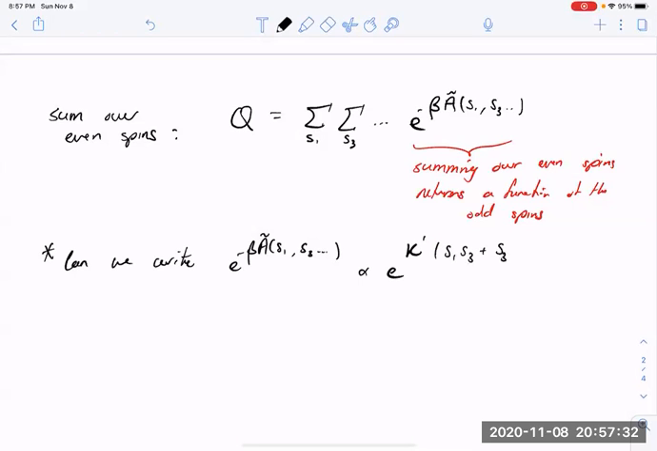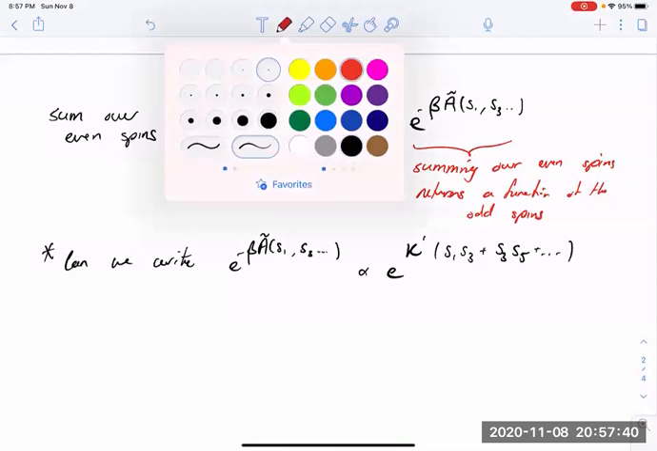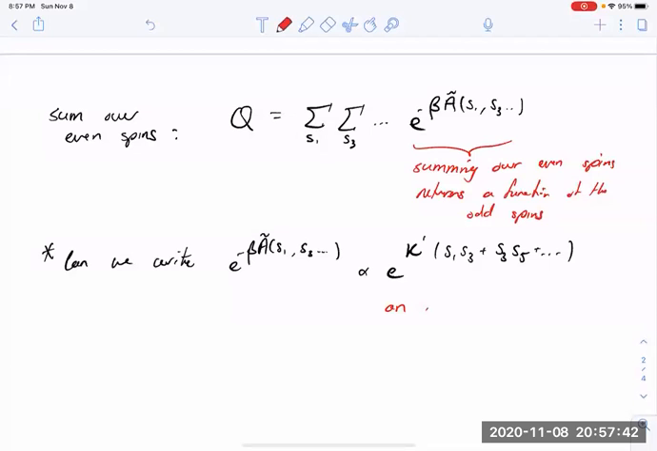plus S3 times S5, all pairs of odd spins, namely an Ising model with a new effective interaction.